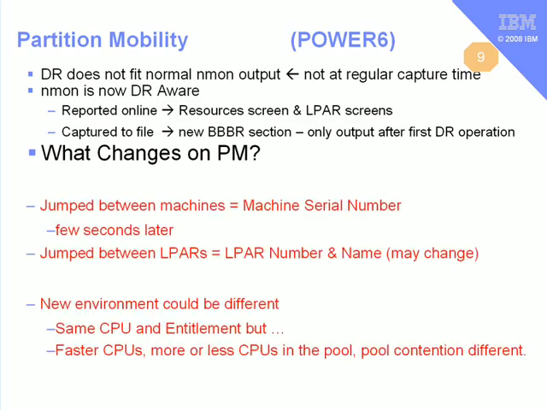So what actually changes when we do partition mobility? Well, clearly it's between two machines, so the serial number will be different. The logical partition number and name may change, if there's already a logical partition with those same details on the target. The logical partition will be the same in terms of the number of CPUs and its setup and the amount of memory it's got. But we might now be running on a machine with faster CPUs or slower.